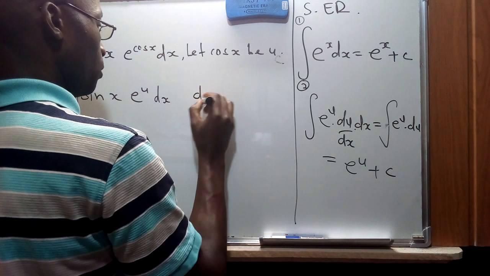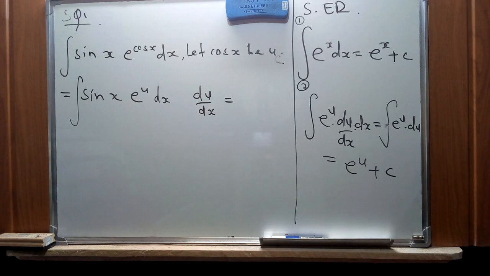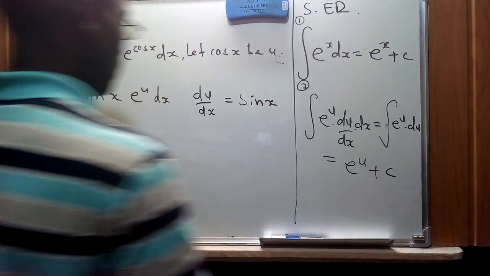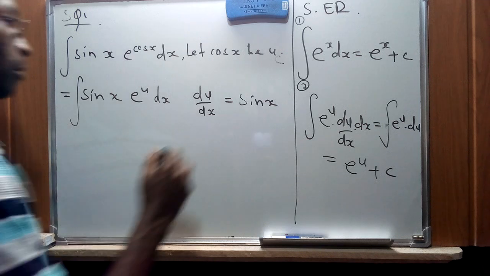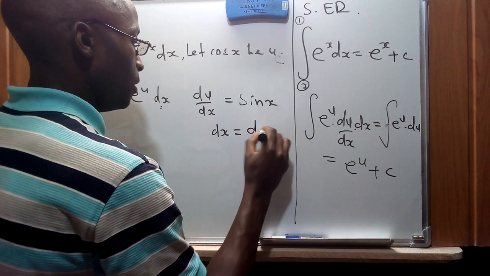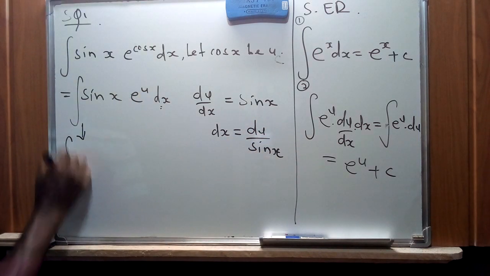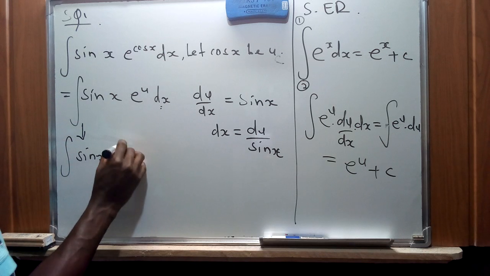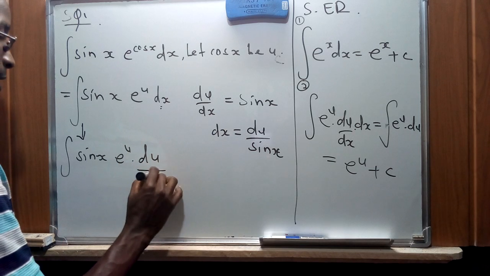Therefore we shall have du over dx as, now differentiating that trigonometric function, the differential of the cosine of x, we're going to have it as negative sine of x. Therefore we find that this dx is the same as du over negative sine of x. So therefore, doing a substitution for this, we shall have this integral written as sine of x e^u, doing a substitution for dx, du over negative sine of x.